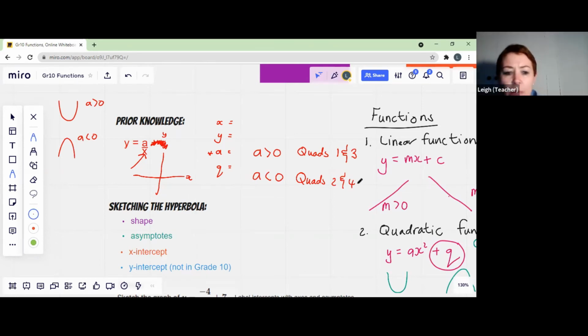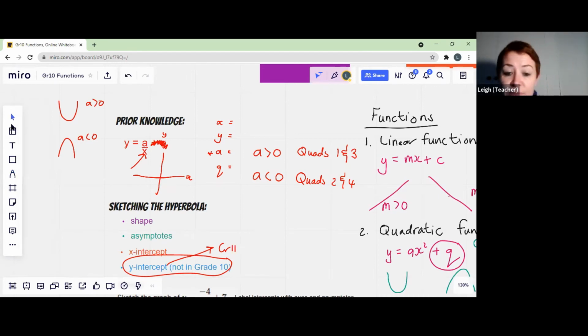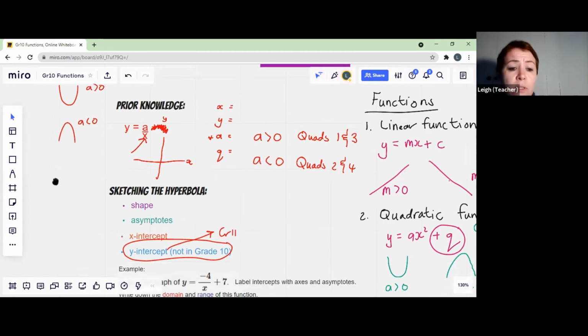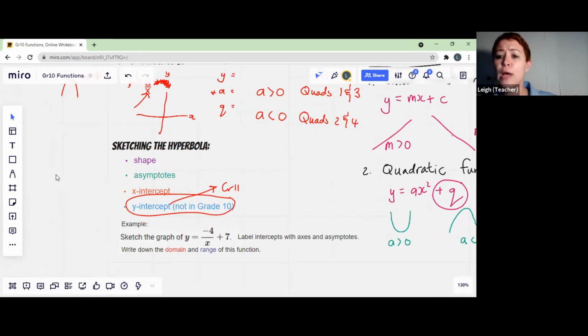Okay. I'm going to show you now with an example what I mean by that. We're going to sketch one. Daniel, the reason why we don't do the y-intercept in grade 10 is because the y-intercept is a grade 11 concept. So you will do it, but you'll only do it next year in grade 11. Because functions are new and they're so difficult, we don't throw everything at you all at the same time.